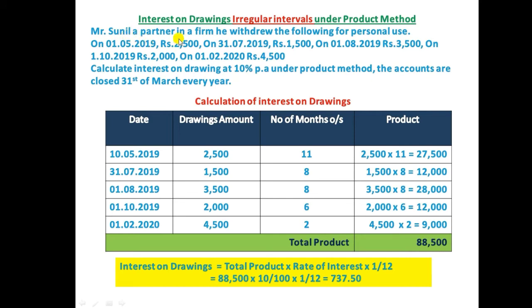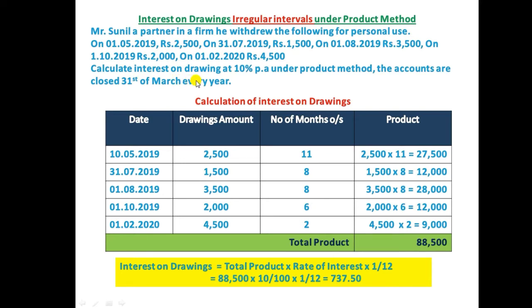Mr. Sunil, a partner in a firm, drew the following for personal use. On 1/5/2019, rupees 2500. On 31/7/2019, rupees 1500. On 1/8/2019, rupees 3500. On 1/10/2019, rupees 2000. And on 1/2/2020 he drew 4500. So Mr. Sunil drew in irregular intervals. Calculate interest on drawings at 10% per annum under product method. The accounts are closed on 31st March every year.